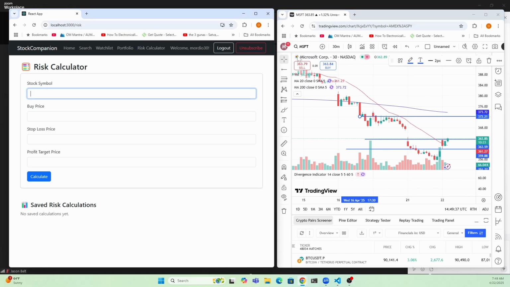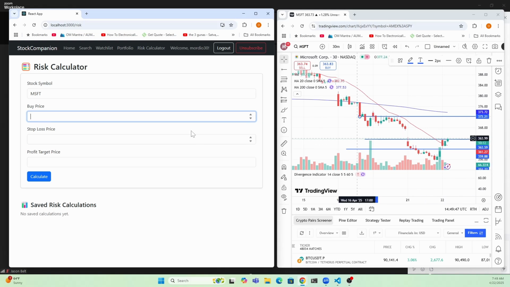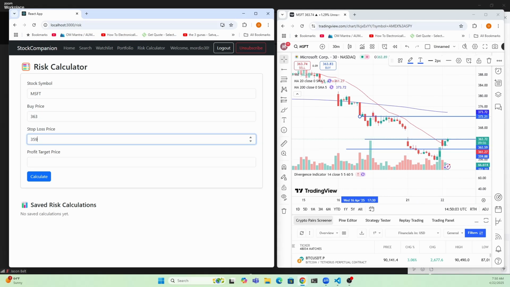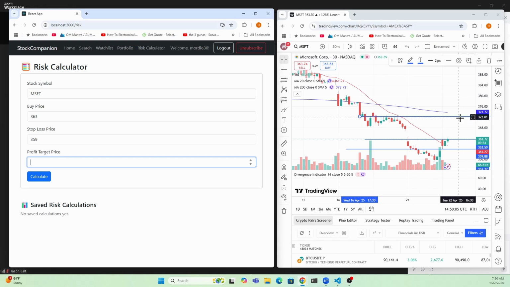So our stock symbol in this case is Microsoft, which is MSFT. Our buy price is around 363. And our risk management stopper price is around 359, and our profit target is around 372. We're just using round numbers.